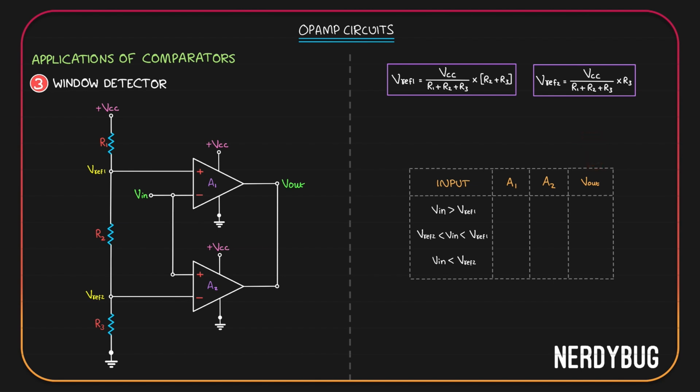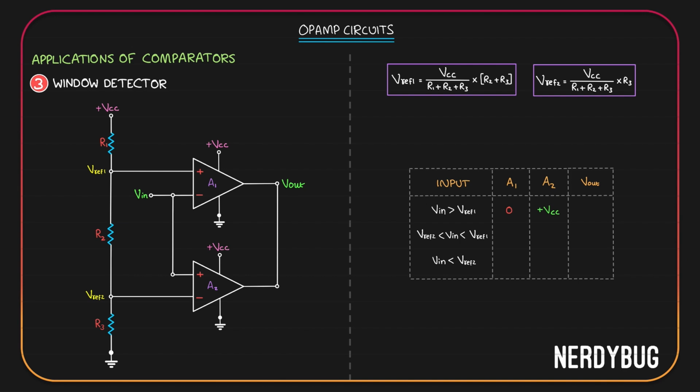Let's take the first case. Input is greater than the first reference voltage. The first comparator has input in the non-inverting terminal. So when input is greater than the reference voltage, output will be 0. The second comparator has input at the non-inverting terminal. So when input is greater than the reference voltage, output will be plus VCC. Here input is greater than the first reference voltage. Obviously second reference voltage is less than that. So input has to be greater than this value. That means here the output will be plus VCC.